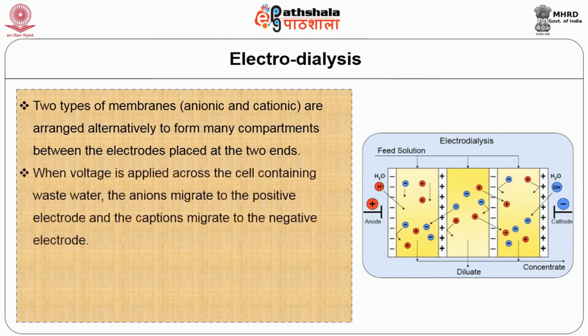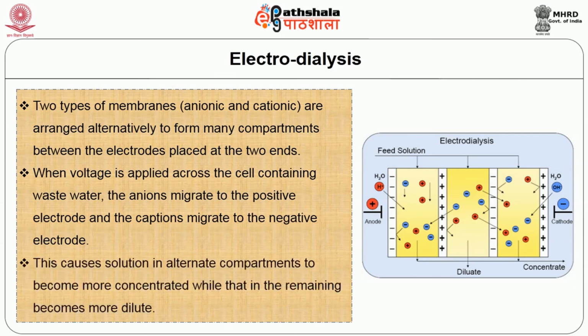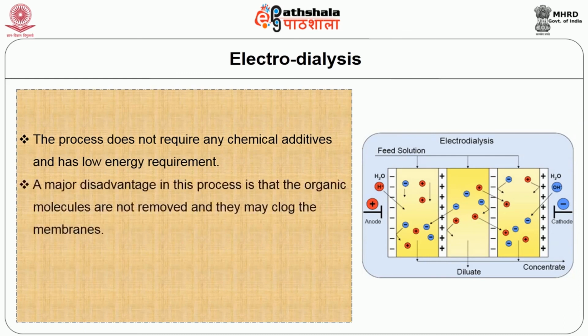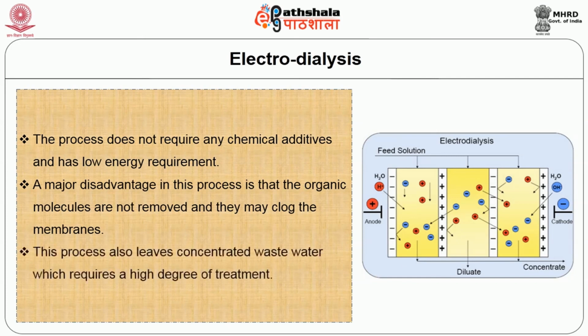When voltage is applied across the cell containing wastewater, the anions migrate to the positive electrode and the cations migrate to the negative electrode. This causes solution in alternate compartments to become more concentrated, while that in the remaining becomes more dilute. The process does not require any chemical additives and has low energy requirement. A major disadvantage in this process is that the organic molecules are not removed and they may clog the membranes. This process also leaves concentrated wastewater which requires a high degree of treatment.